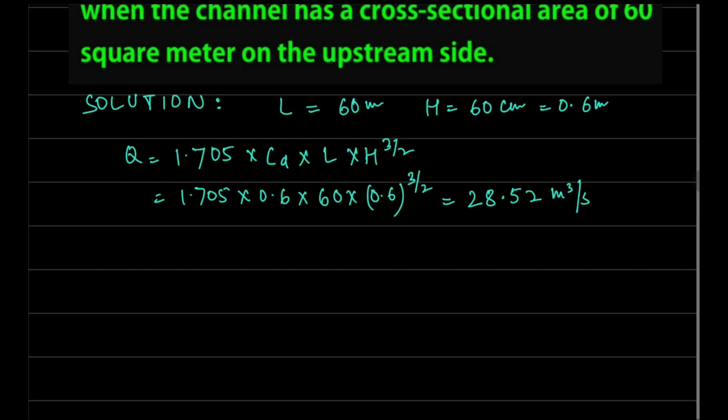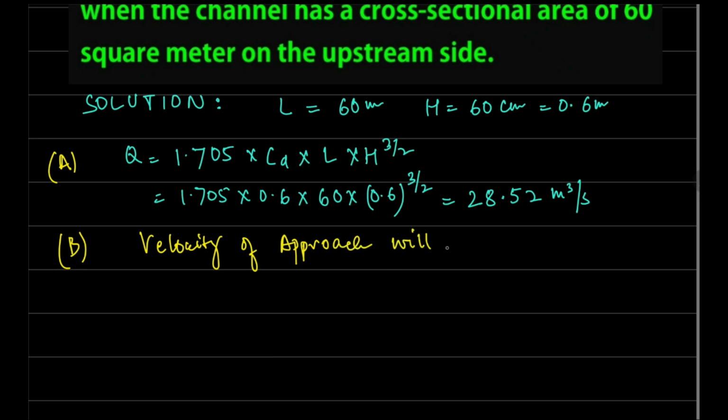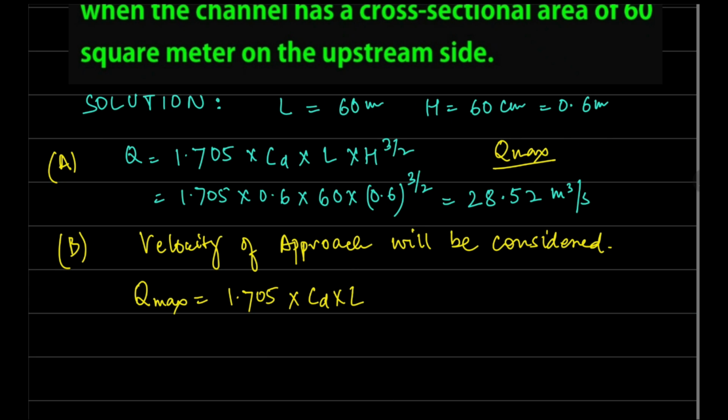Let's go for the second part. So this was part A. Now we will go for part B, where the velocity of approach will be considered. For this, we have to use the formula again, corresponding to the Q max. The same formula is there, only the HA is involved. So when the velocity of approach is there, Q max for the broad-crested weir can be written as 1.705 multiplied by CD multiplied by L, and in brackets, H plus HA raised to the power 3 by 2 minus HA raised to the power 3 by 2.